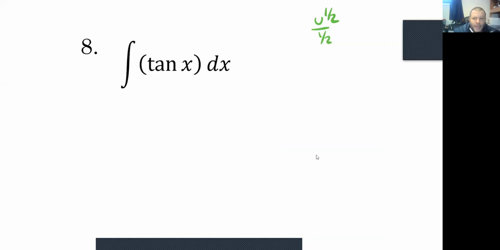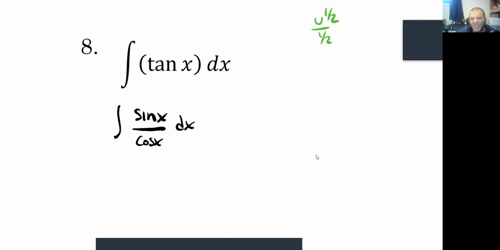All right, so question 8, tangent. We don't necessarily know a nice, easy antiderivative, or something that has a derivative of tangent. So what could we do? Who knows? One thing we could do is rewrite the tangent as the sine of x over the cosine of x using our trig identities.